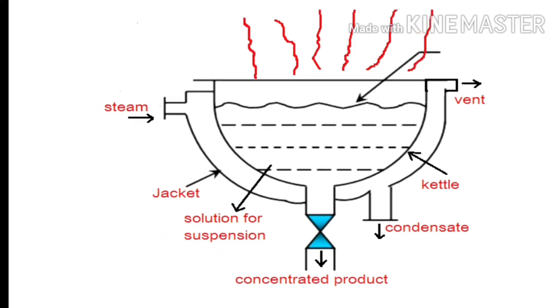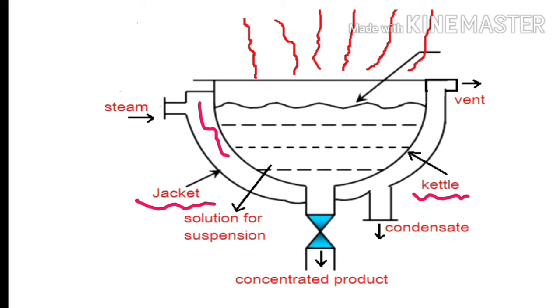I repeat, steam jacketed kettle has a hemispherical body. You can see in this figure that it consists of two pans. One is the inner pan, which is known as the kettle, and the other one is the outer pan, which is known as the jacket. The inner pan is enveloped by this jacket, which is clearly visible in this figure. In between the jacket and kettle, there will be a free space. Through this space, steam is introduced into the jacket.